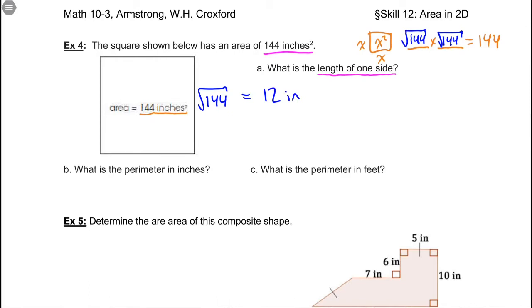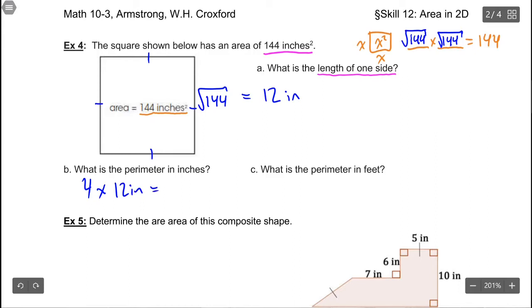So what is the perimeter in inches? Now, perimeter is just all of the sides added together. So we've got 4 sides in a square, and each side is 12 inches. So in total, it is 48 inches. Now, what is the perimeter in feet? So 12 inches is 1 foot. So this is a 1 foot square. So the perimeter in feet, 4 sides times 1 foot per side, is 4 feet.